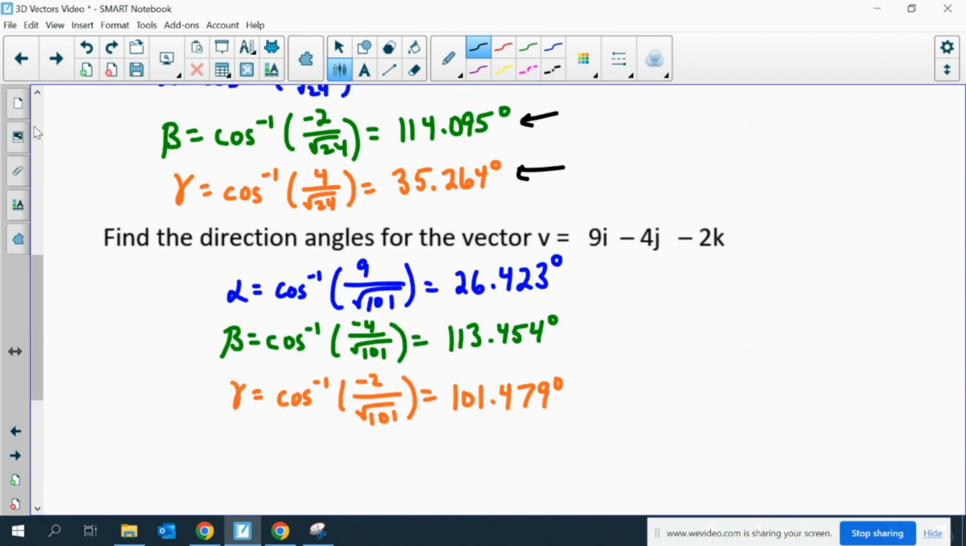So we have one more example of this with the vector 9, -4, -2. If I take the magnitude, I get the square root of 101. And then I can do the x direction, y direction, and z direction angles with those axes. So alpha is 26.423 degrees, beta is around 113 degrees, and gamma is around 101 degrees.